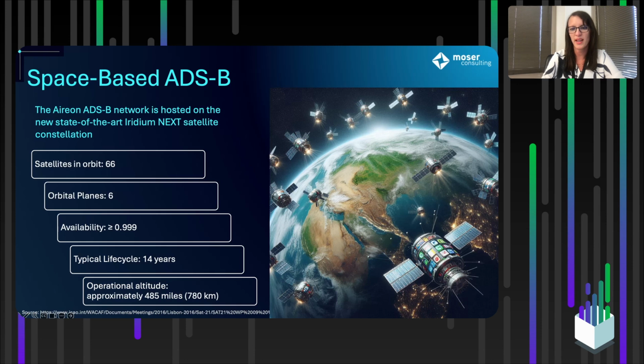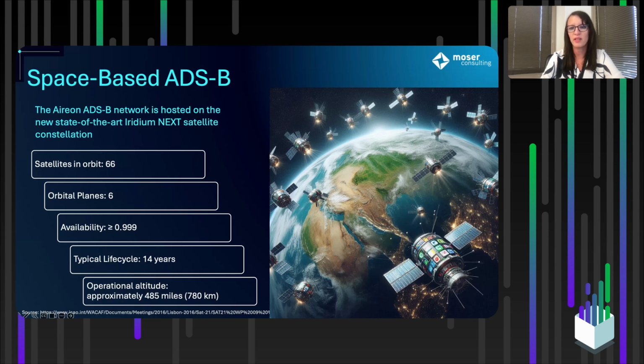The space-based ADS-B network provides position updates anywhere in the world and eliminates coverage gaps over oceans, deserts, and polar regions. With satellite coverage, availability exceeds 3 nines, and the typical life cycle is 14 years. This technology is being increasingly used across the globe and will continue to impact the aviation industry.